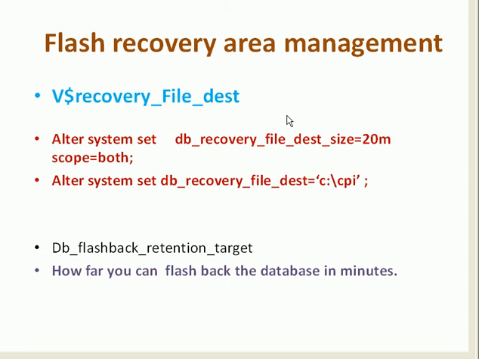So when you say scope equal to both, it means it will affect both the memory file and also the server parameter file. The command alter system set db_recovery_file_dest_size would determine the size of the flashback recovery area. The destination could be determined by the command alter system set db_recovery_file_dest equal to whatever the destination is. Now we can use OEM to do the setting for the flashback recovery area.